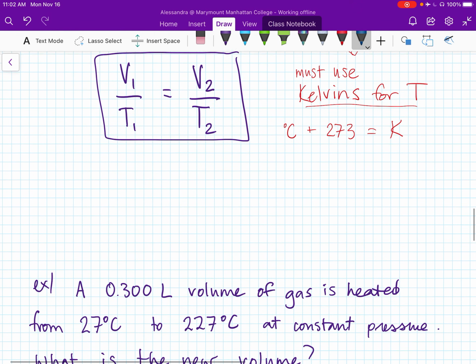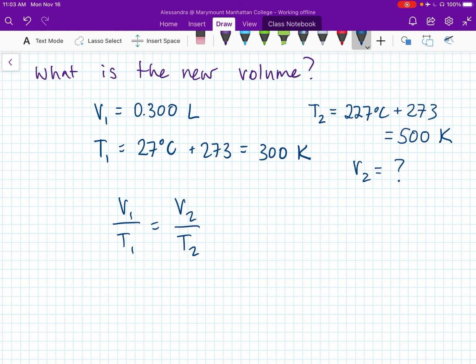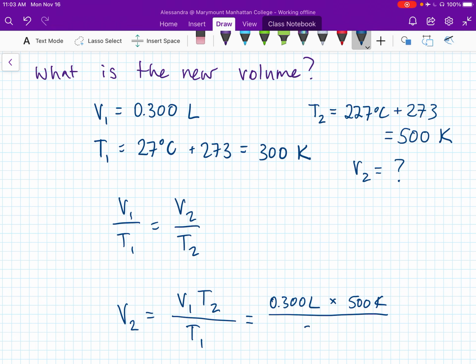Here we have Charles's law, V1 over T1 equals V2 over T2. If I rearrange this equation to solve for V2, V2 equals V1 times T2 over T1, multiplying both sides by T2. That's going to be 0.300 liters times 500 Kelvin divided by 300 Kelvin. So the Kelvins will cancel, and I'm going to be left with the volume in liters.